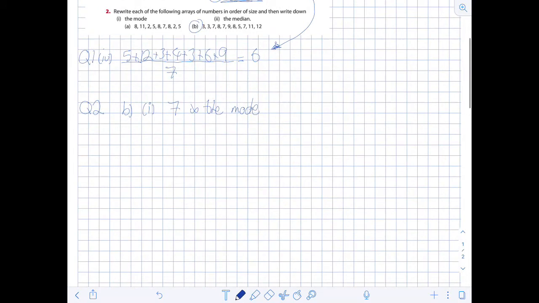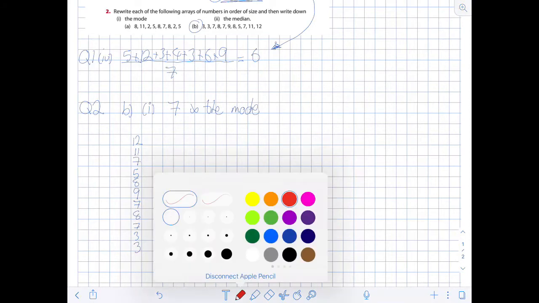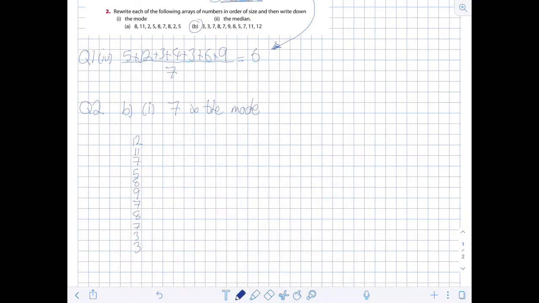Now, the median of this list. We're going to list them out. We're going to go 3, 3, 7, 8, 7, 9, 8, 5, 7, 11, 12. I would be tempted to jump in here and start ticking off, but I'm not going to do that because it's the middle of a list. But the middle of this list makes no sense because this list is not in order. So I'm going to have to put this in order first of all. The smallest one here is 3, and the biggest one is definitely 12.